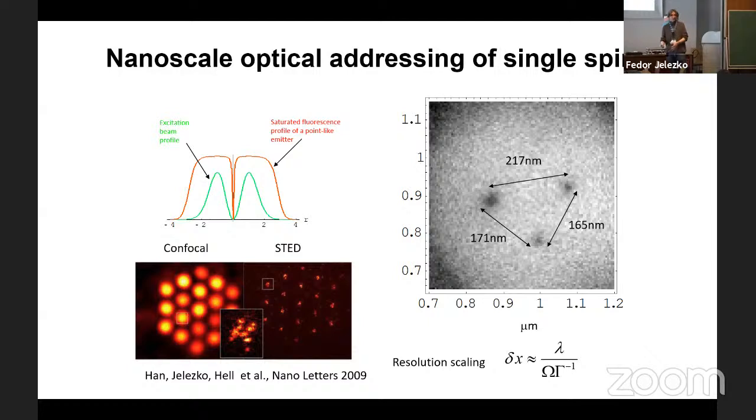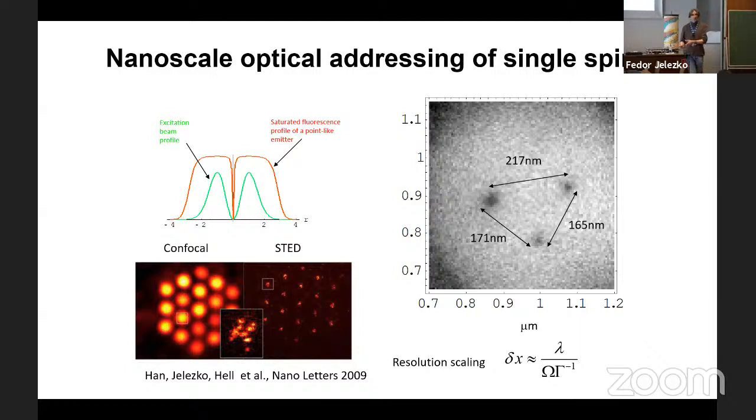So the more intensity you place, the more efficiently you deplete, the sharper this rising point will be. And the sharpness of this profile of the response of the molecule or of the color center on the intensity profile defines the resolution of your microscopy. Here's an example. If you zoom in on this picture, you can see 3 NV centers that are separated by about 200 nanometers, but the resolution power here is on the order of 10 nanometers.